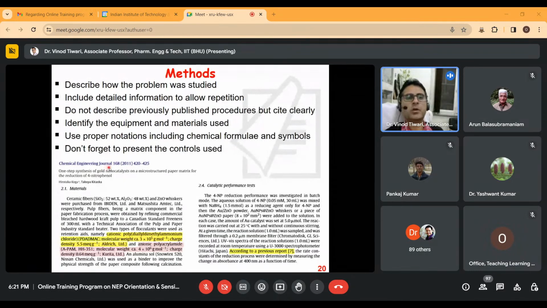But methodology is mostly about how the problem was studied, what techniques you have used. You should not describe previously published procedures, but you have to cite clearly what methodology they have used, and you have adopted it, right? And then identify the equipment and the materials which are used. Use proper notations including chemical formulas and symbols, and don't forget to present the controls which you have used in your study.